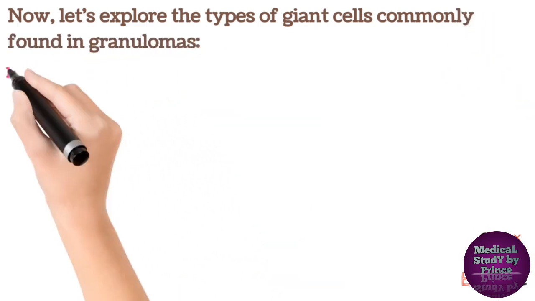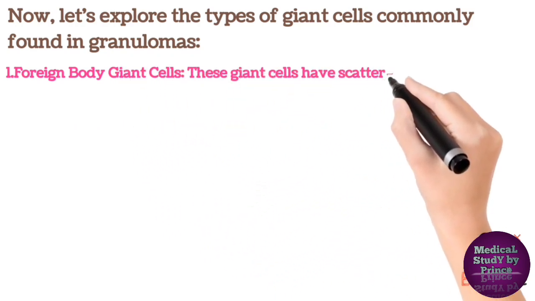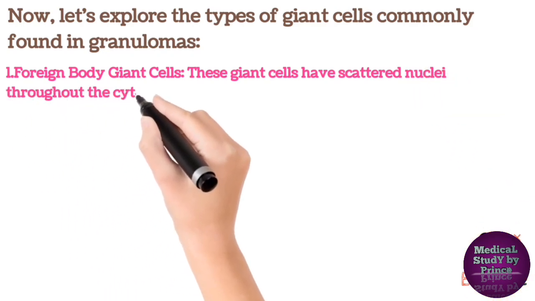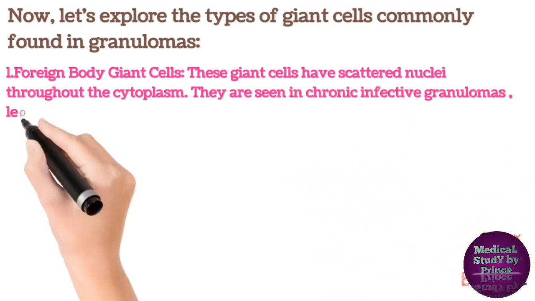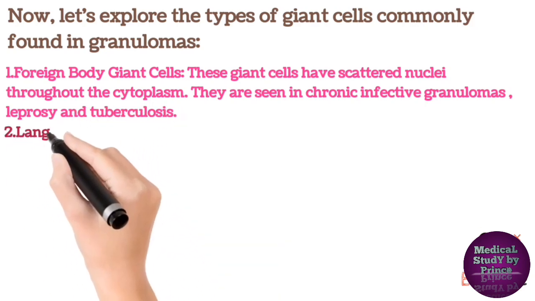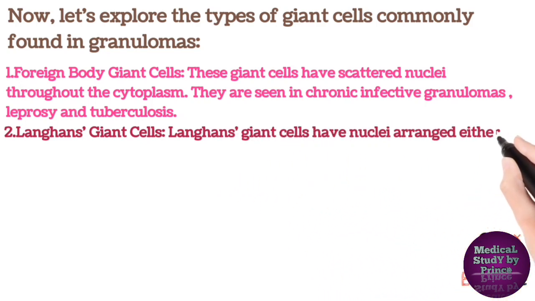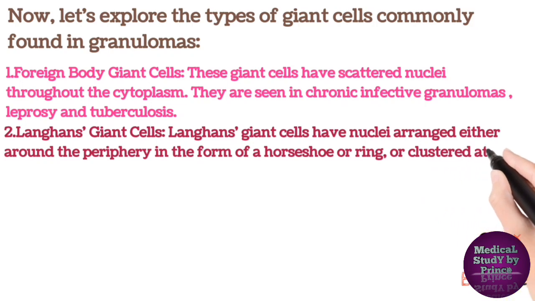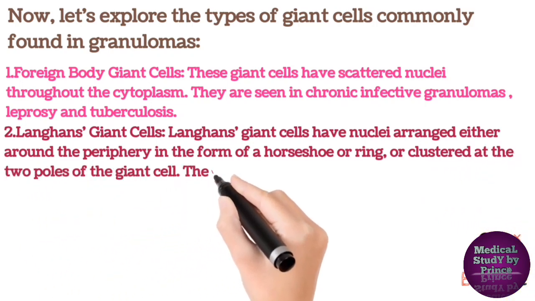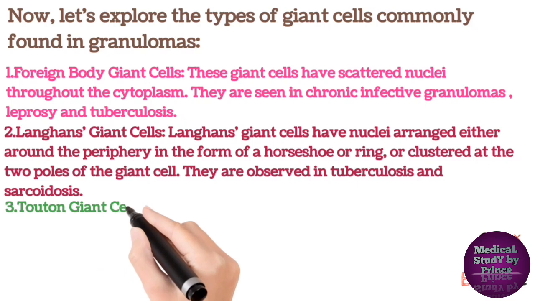Now let us explore the types of giant cells commonly found in granulomas. First is foreign body giant cells. These giant cells have scattered nuclei throughout the cytoplasm. They are seen in chronic infective granulomas, leprosy, and tuberculosis. Langhans giant cells have nuclei arranged either around the periphery in the form of a horseshoe or ring, or clustered at the two poles of the giant cells. They are observed in tuberculosis and sarcoidosis.